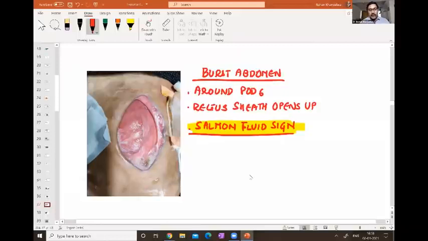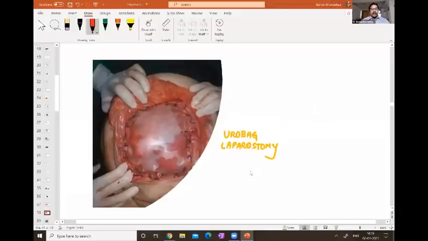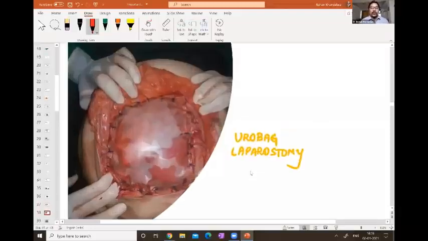When a burst abdomen develops, the emergency management is urobag laparostomy. The rectus sheath which is opened up, we will put a urobag on top of that and we'll cover up the wound. That is known as urobag laparostomy. Yes, pigtail can be used for pleural drainage as well. So urobag laparostomy is the temporary or the emergency management for a patient with burst abdomen.